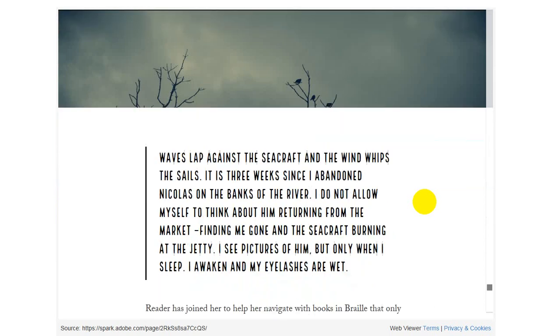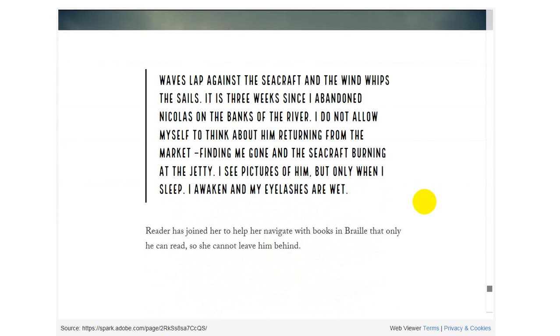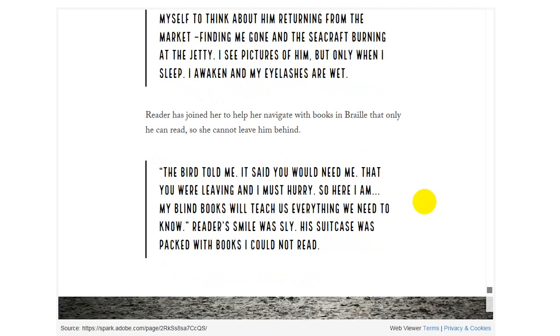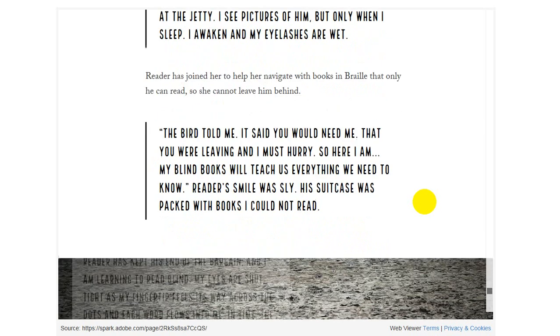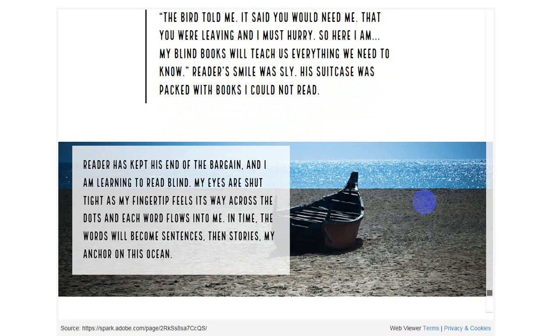The book ends on her journey, where the waves lap against the sea craft, and she awakes having cried in her sleep with her eyelashes wet. We learn that the reader has joined her to help her navigate. He's brought along books and braille, so only he can read them, so she can't leave him behind, although she probably would. Apparently the bird told him to meet her, told him that she would need him. "The reader's smile was sly. His suitcase was packed with books I could not read."